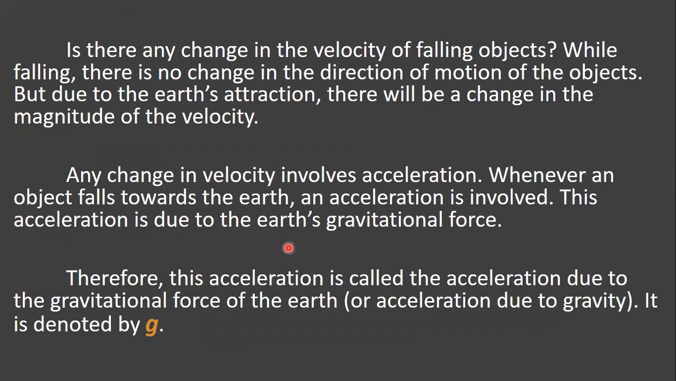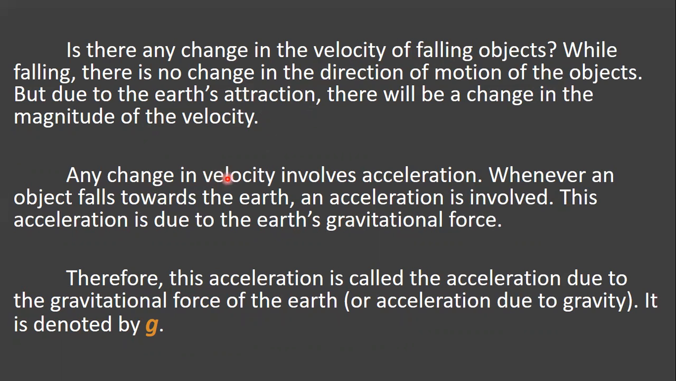Now, is there any change in the velocity of the falling objects? See, while falling, there is no change in the direction of motion of the objects. But due to the Earth's attraction, there will be a change in the magnitude of the velocity. See children, whenever the object falls down, there will be no change in the direction of the motion of the object. It will travel in the same direction, but due to the Earth's attraction, there will be some change in the size of the velocity.